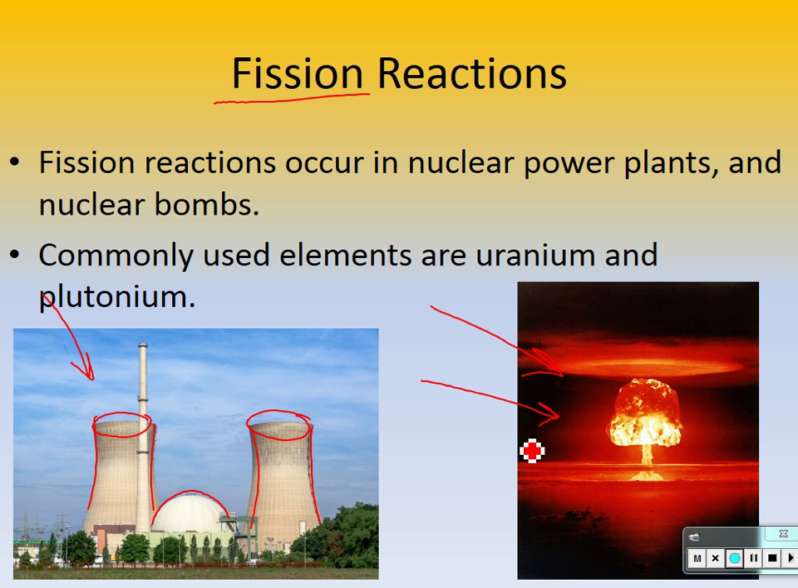Okay, commonly used elements in fission reactions are large ones. So uranium, how many protons does it have? 92 protons. So its atomic number is 92. And plutonium, okay, another large element next to it.